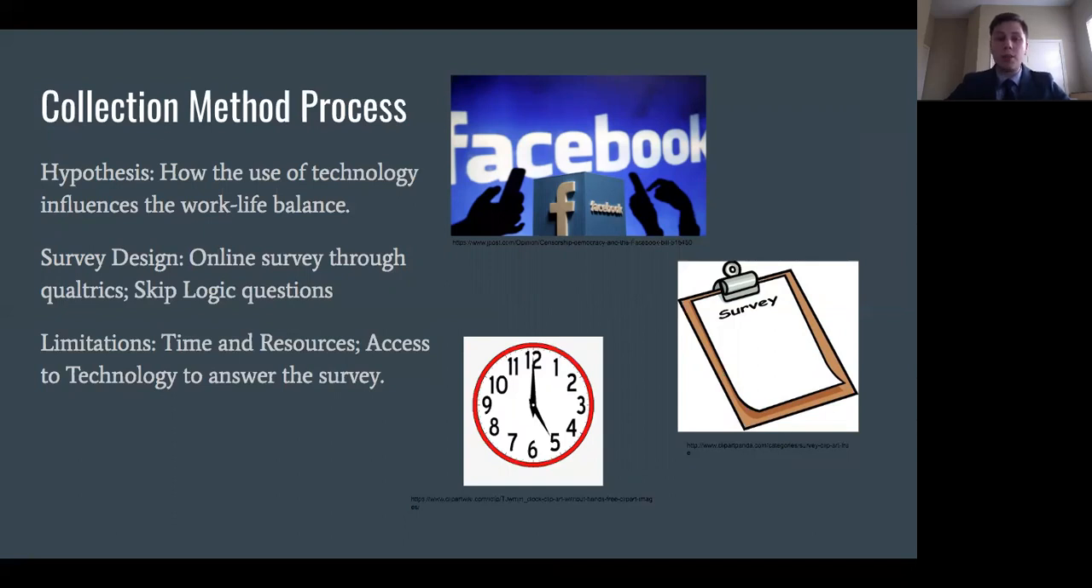So, limitations on my project: we're on a time crunch. This is a semester-long course, and I had to get data very quickly to produce some sort of results. Another limitation was I used social media to broadcast my survey, so you needed technology in order to access social media in general, or the website URL, in order to answer my survey.